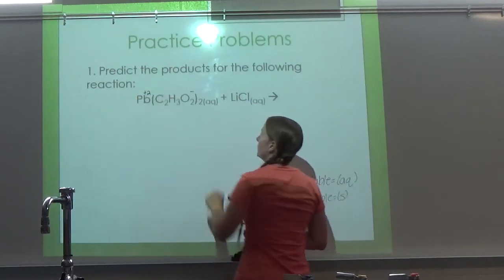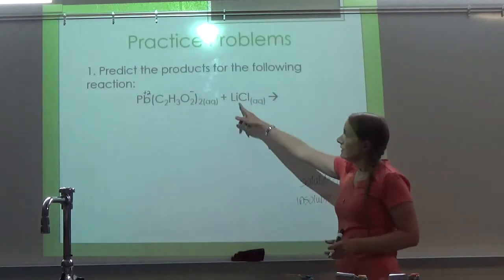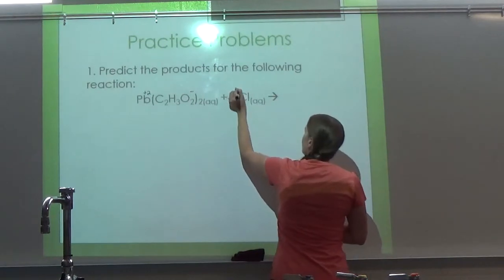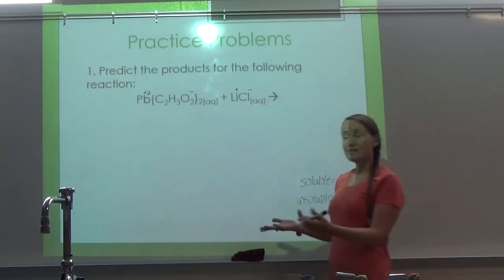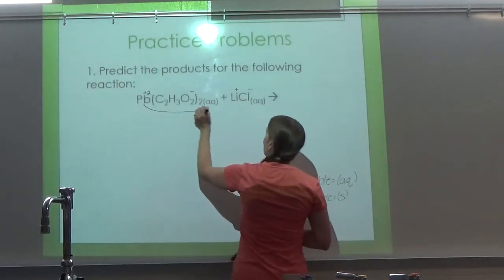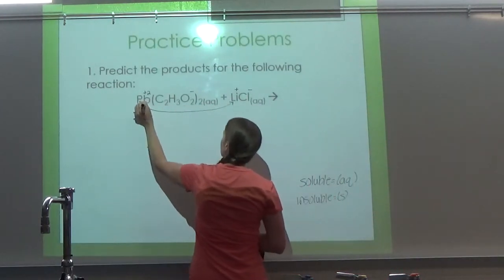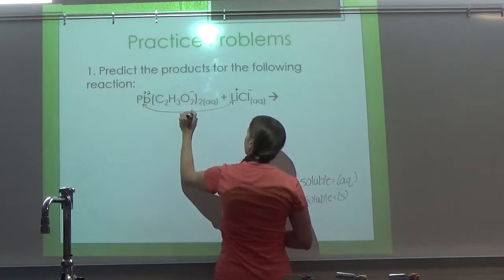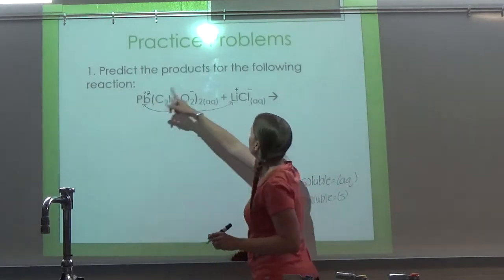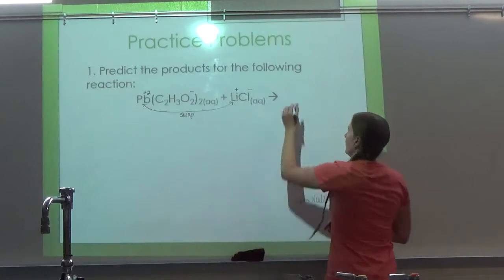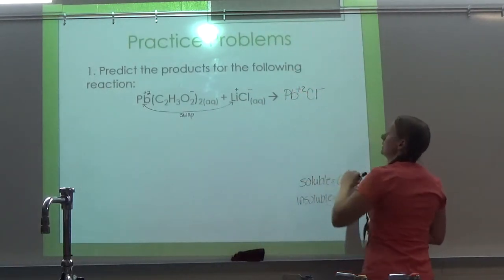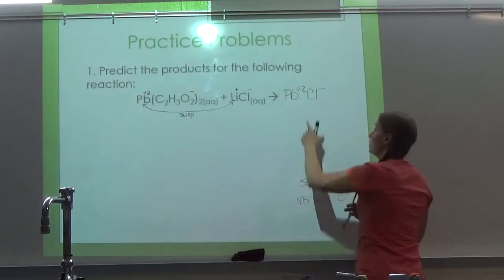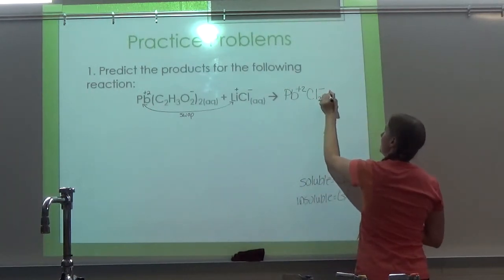Remember, lead can have more than one charge. Lithium is +1, it's in group 1. Chlorine is -1, it's in group 17. Because this is double displacement, I'm going to swap the two positives. Now Pb is going to bond with Cl. But I have to bring over those charges. So I have Pb +2, Cl minus, so I've got to balance my charges by bringing down that Cl.